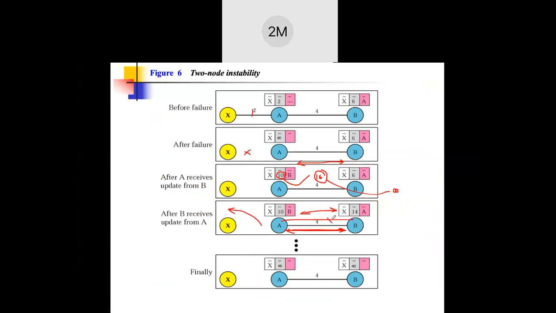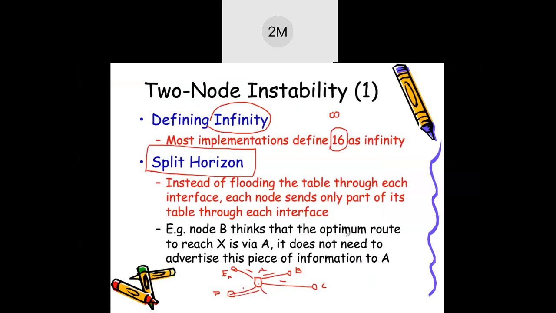Okay, and in the first case itself, it will solve the problem because we will never exchange this table with A, because this path is through A. So no question of updating the routing table. That will solve the problem. Got the point? This is called split horizon.